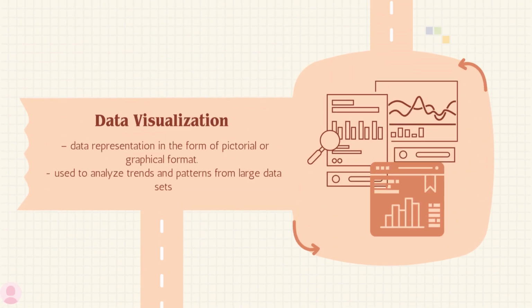Now, all those unified data need a way of being presented. So, we use data visualization: data representation in the form of pictorial or graphical format. It is used to analyze trends and patterns from large data sets. It helps in simplifying a wide array of information, and it allows decision makers to derive analytical results from information presented visually. By visualizing all the data, making it more condensed and easier to digest and understand, we can see whether there is a trend, a pattern, or something else related to the data's information.